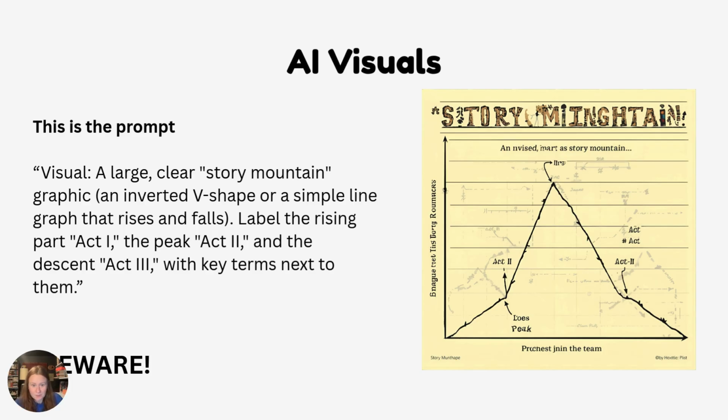And so you can see from this prompt, we have the inverted V shape, we have story, and then everything else is junk, right? So I told it to label the rising part Act 1. It says Act 2. And then the peak should be Act 2, and that is, I don't know what that says. And then the descent should be Act 3. Act 2 again. All right. So even when we're trying to use this AI effectively, and we're giving it a fairly clear prompt, it's still not coming up with the best thing.